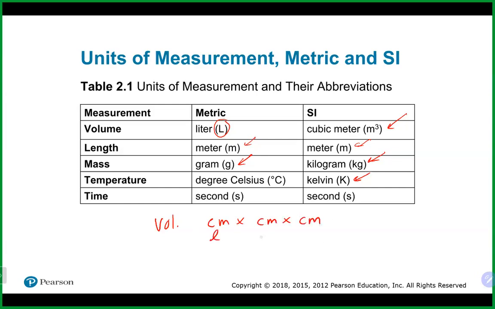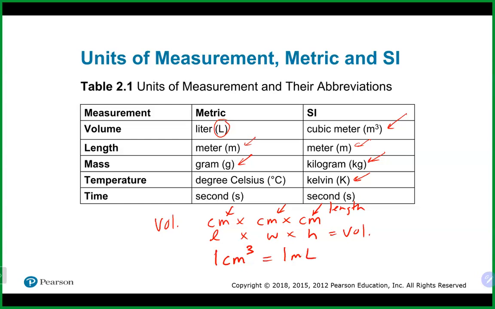Like if we measure the length times the width times the height, that will actually get us a volume. Each of these individual measurements is a length measurement, but when you take three length measurements and multiply them together, you get a volume. If I take centimeters times centimeters times centimeters, that is a very common unit of volume, known as a cubic centimeter. One cubic centimeter is the same as one milliliter. So those are two very common units of volume.